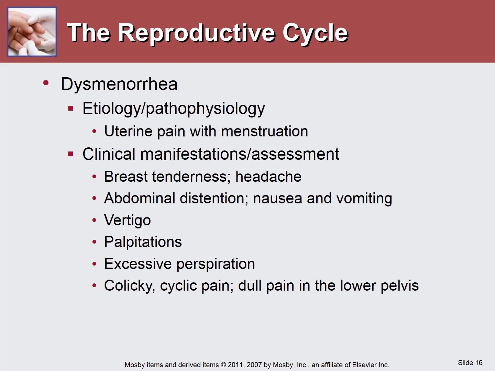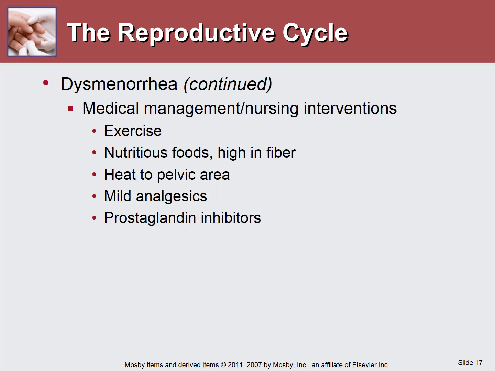Next slide. So management includes exercise and nutritious food that is high in fiber. Heat usually would help. Mild analgesics, prostaglandin inhibitors definitely help. Birth control pills can also help normalize that. Next slide.